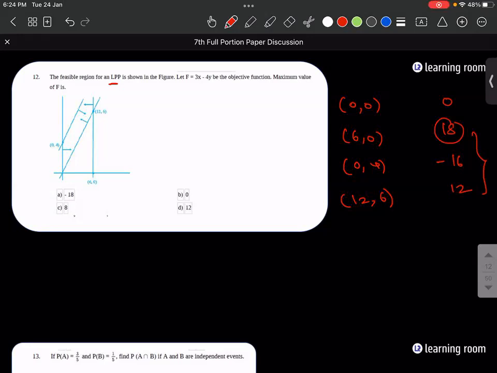Oh, sorry, 12, 6. Why is 18 not there? Sir, you shouldn't take 6, 0. Yeah, I should not take 6, 0. It's not a feasible region, because they have marked it here. 6, 0 doesn't fall there. So out of these three, which one is the maximum? It is 12.